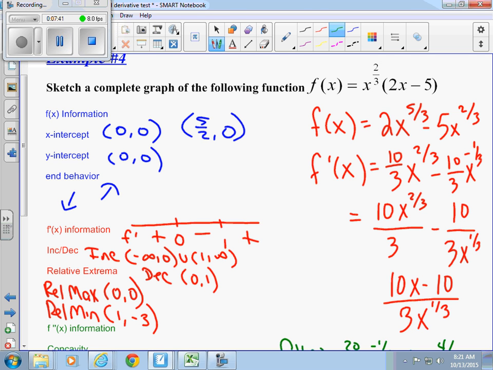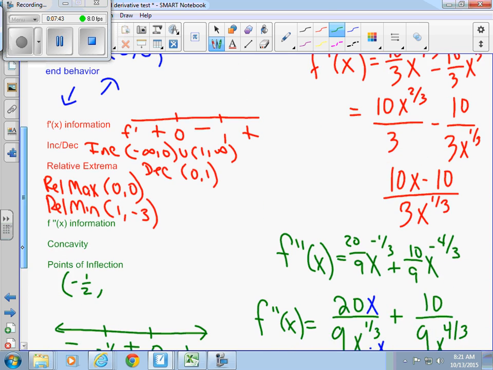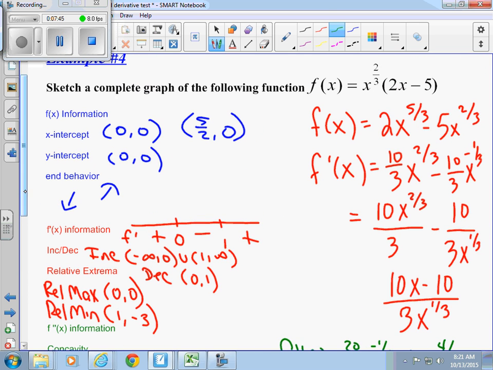Cube root of 1/4. Someone tell me that decimal value. What's inflection? The second derivative is 0 or undefined and changes signs.